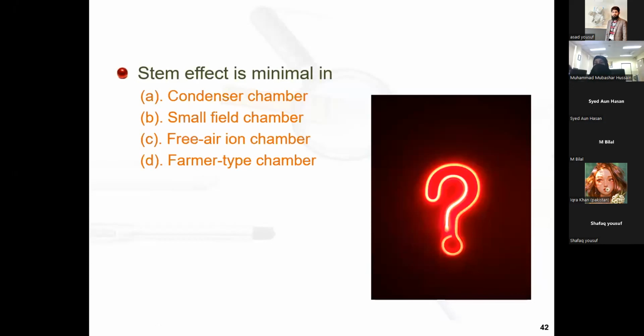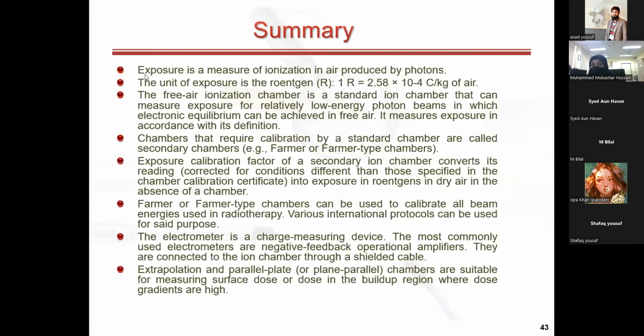So if we summarize this chapter, exposure is the measure of ionization produced in air by photons, and its unit is the roentgen, which is related to the SI unit Coulomb per kg, as one roentgen is equal to 0.58 times 10 to the power minus 4 Coulomb per kg. The free air ionization chamber is a standard ion chamber that is used for accurate dose measurement in low energy radiation beams.